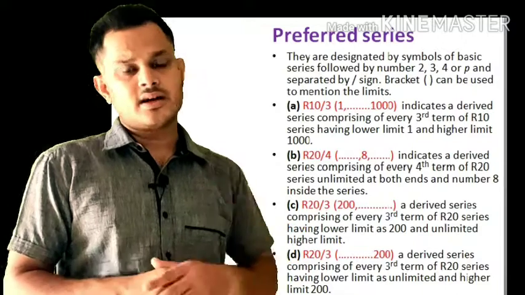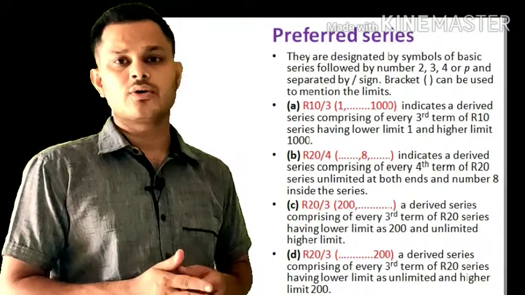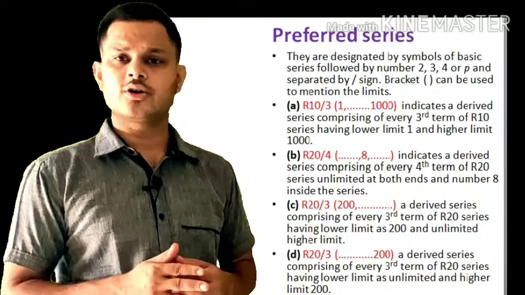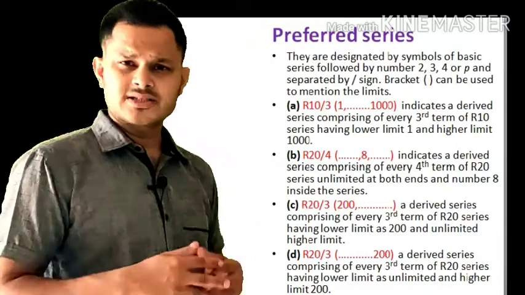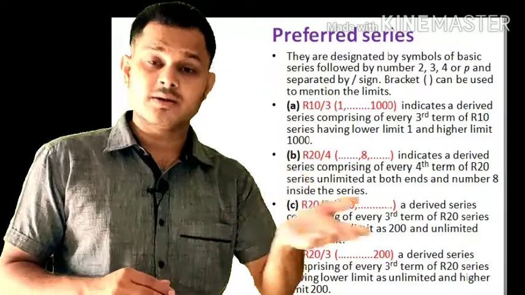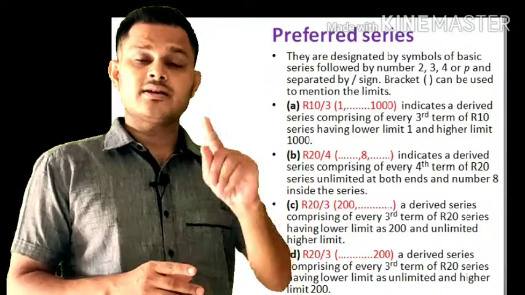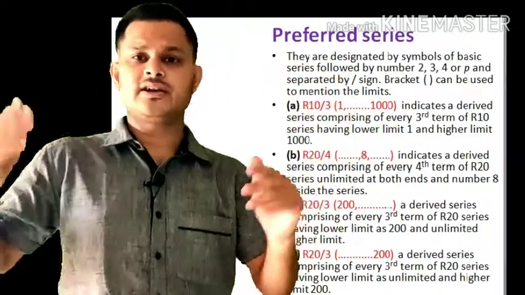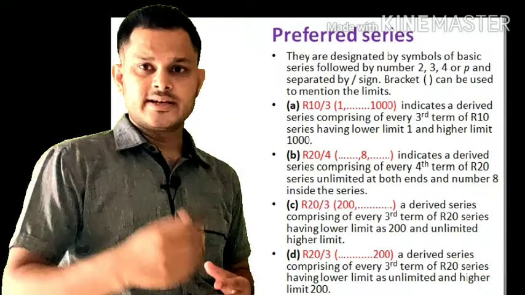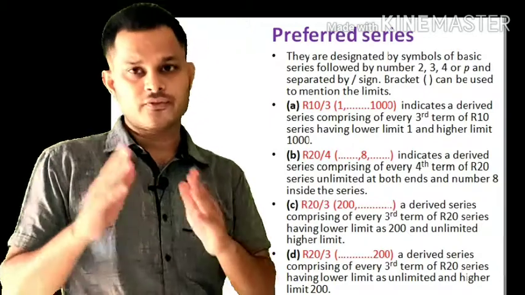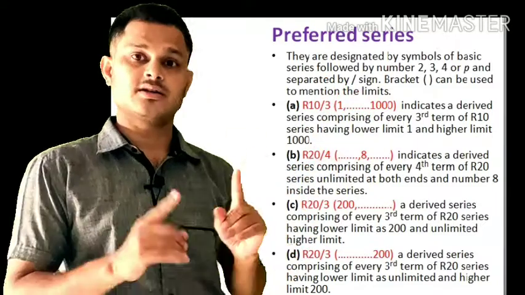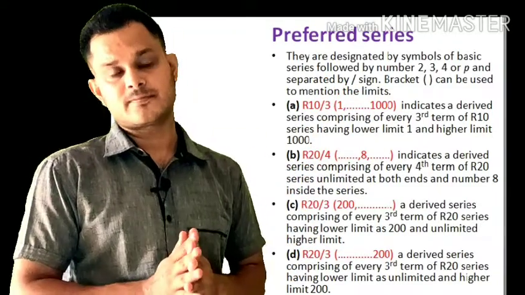Similarly, if we take another example, R20/4 in bracket dot dot dot, in between 8, and last dot dot dot till infinity. You must have understood that this is a case of the R20 series. Only every fourth number has to be taken, and it should start from infinity and end at infinity, but in between 8 must be there. So it indicates a derived series comprising every fourth term of the R20 series, unlimited at both ends, but the number 8 must be inside the series.